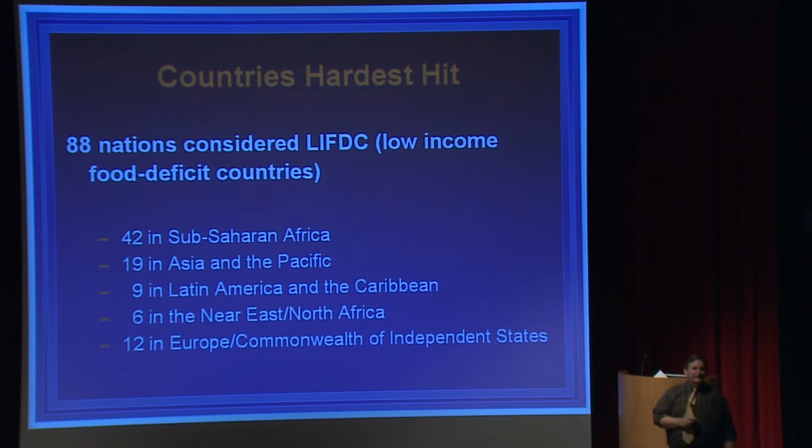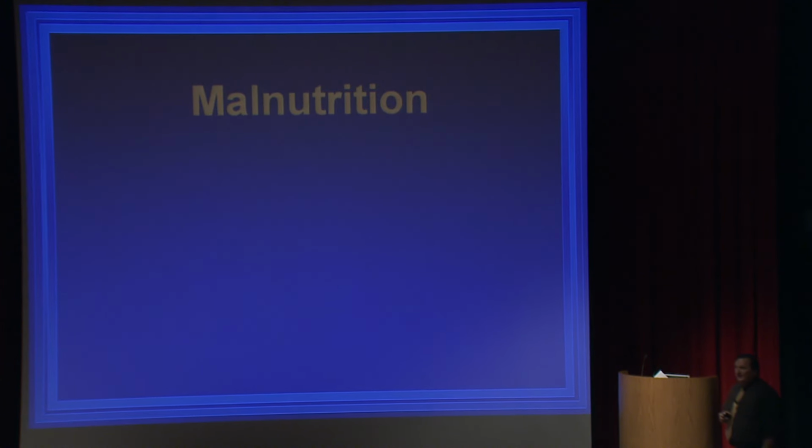Countries that are hardest hit, you could guess from the map that I just showed you, but this shows the particular breakdown of what parts of the world have the countries with the greatest problems with hunger. The greatest number are in sub-Saharan Africa, as the previous slide suggested. Malnutrition, let's talk about that.